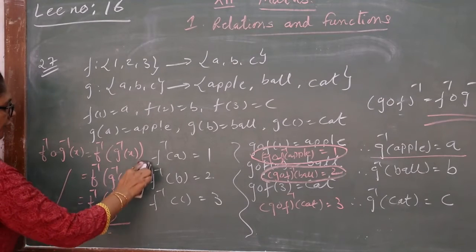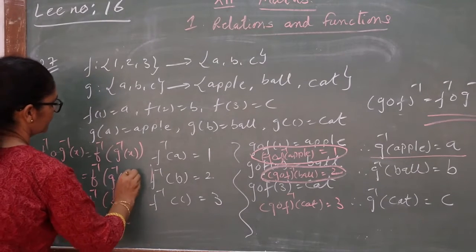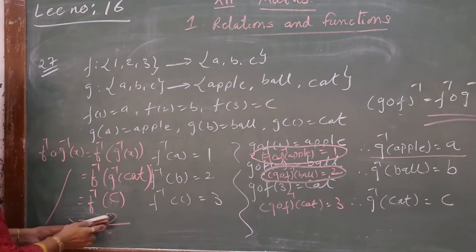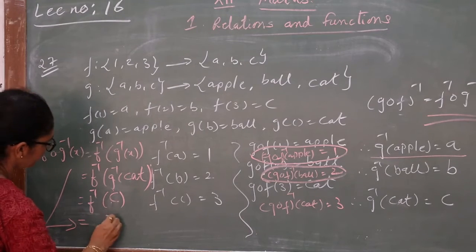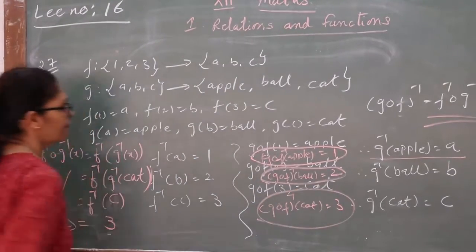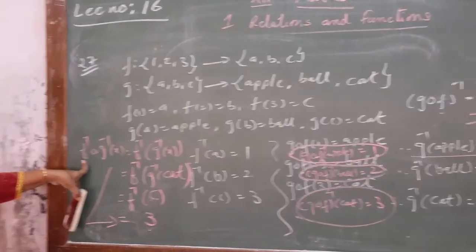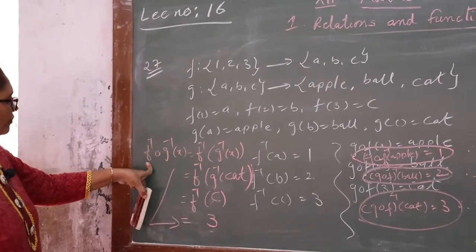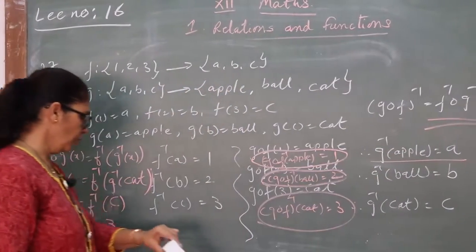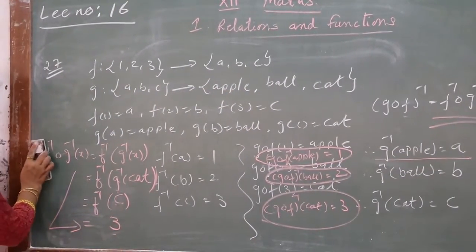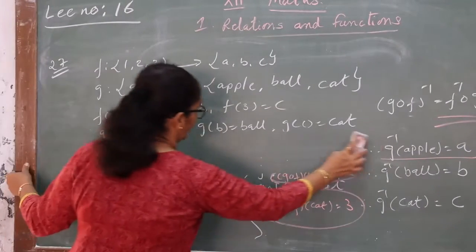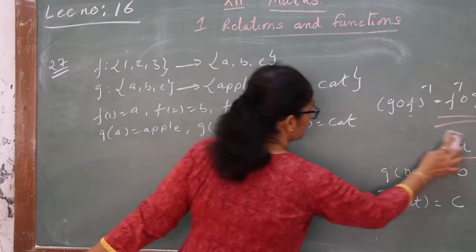Now let's prove for the third. Third one is cat. Okay, so for cat here it is C, and for C what is our answer? 3. Right? So that is G over F inverse cat equal to 3. So what we have decided from these two results is that F inverse over G inverse equal to G over F inverse. I will explain this one more time to make it clearer to you, because this is an important question as far as the exam is concerned.